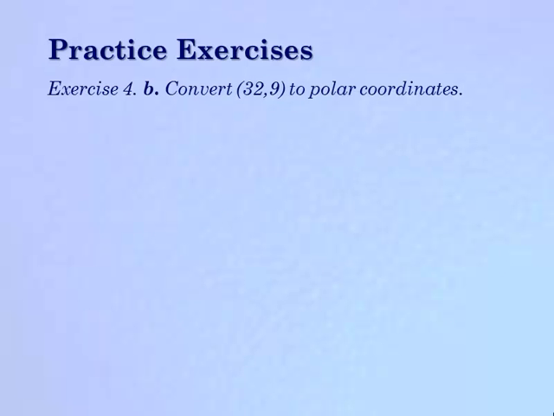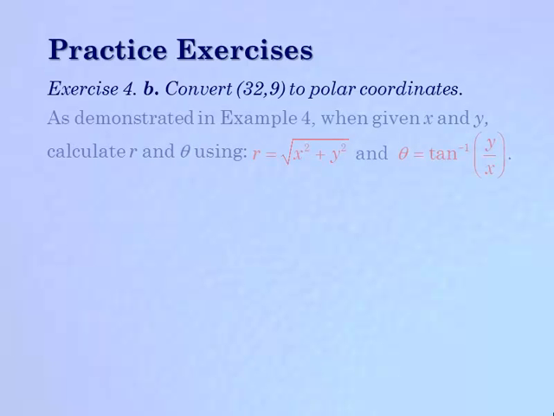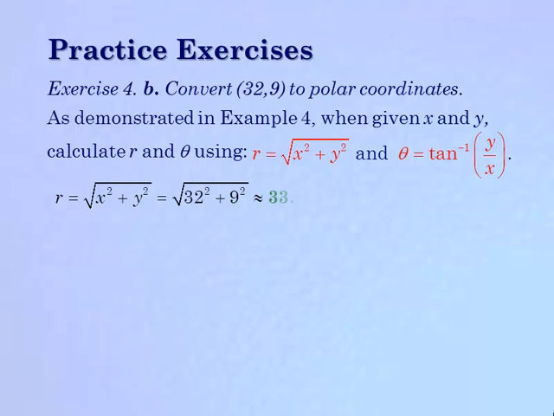So let's go the other way. Let's convert our rectangular coordinate to polar coordinates. And we're given 32 and 9 for x and y. And we'll use the other set of conversion equations from example 4, which will be r is equal to the square root of the sum of the squares, in this case 32 squared plus 9 squared, and we'll have a result of 33.24.